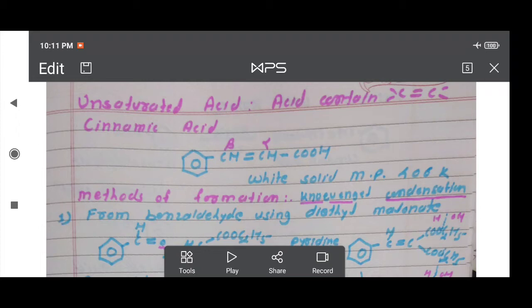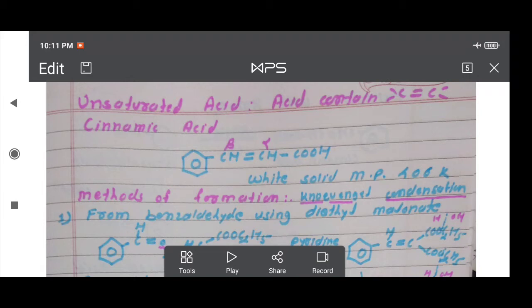In the topic carboxylic acids and their derivatives, today I am discussing with you unsaturated acids. First we see the definition of unsaturated acids. What is meant by unsaturated acid? If an acid contains a carbon-carbon double bond in its structure, it is called an unsaturated acid. If the double bond is conjugated with the acid group, it is also called an alpha beta unsaturated acid, meaning the double bond is present at the alpha and beta position.